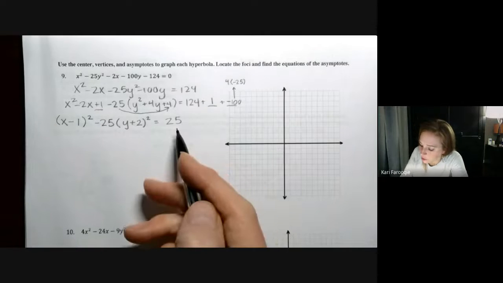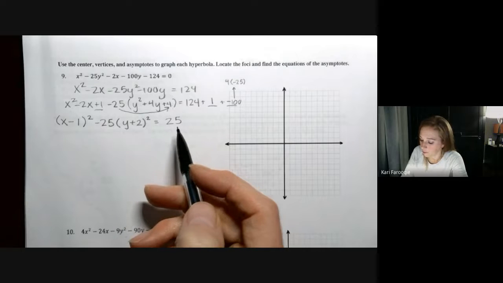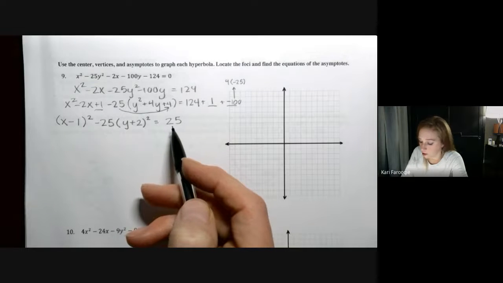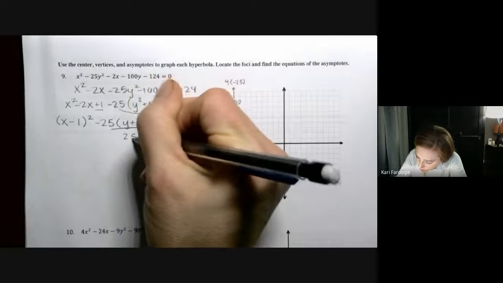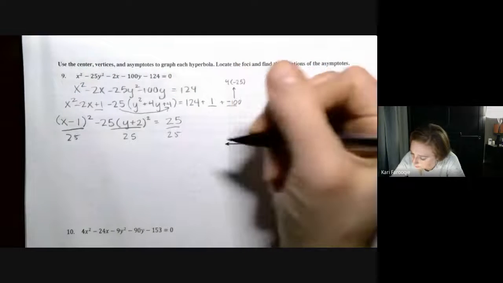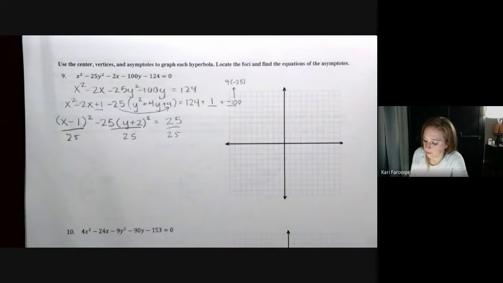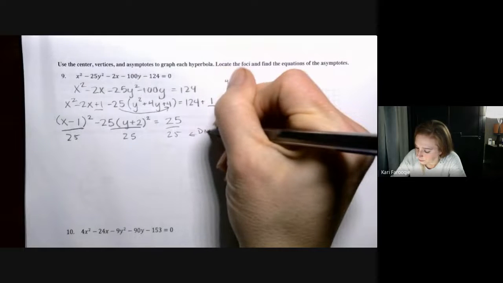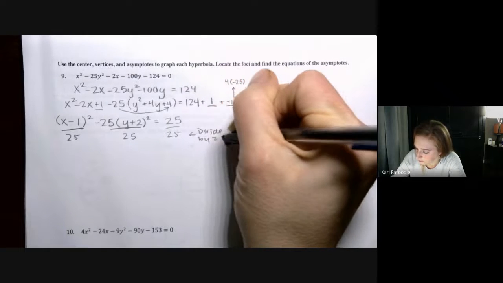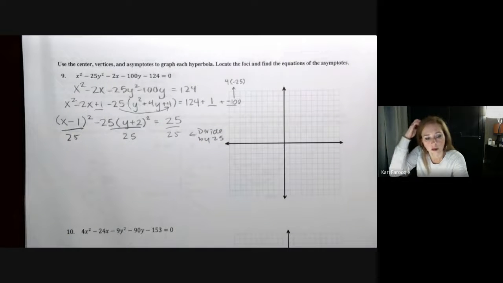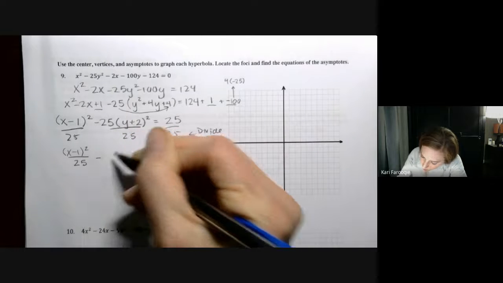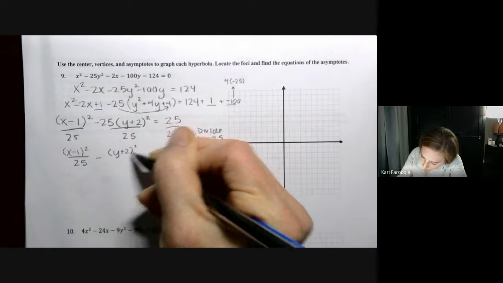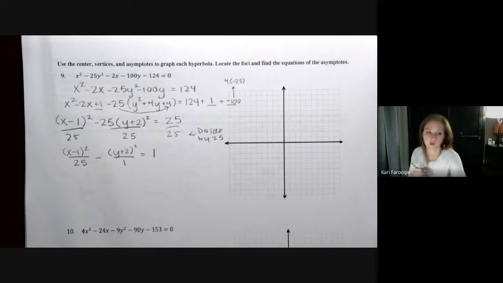All right, now I need a standard form equation. I don't have that. I have 25 on the right-hand side, and I need a 1 on the right-hand side. So we're going to go through and divide every term by 25. And what you end up with is x minus 1 quantity squared over 25 minus y plus 2 quantity squared over 1 equals 1.